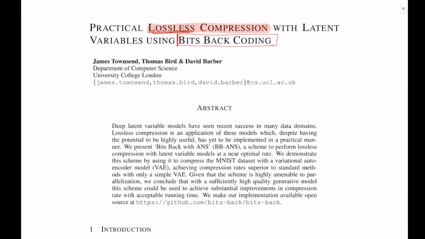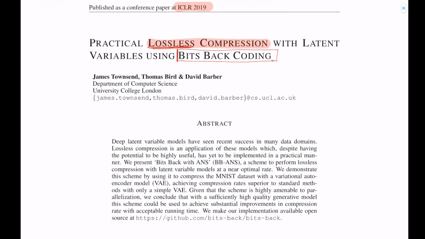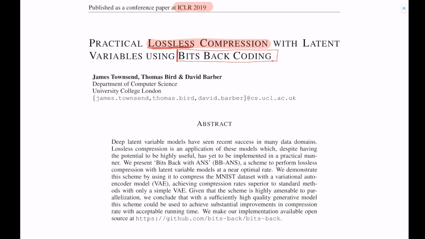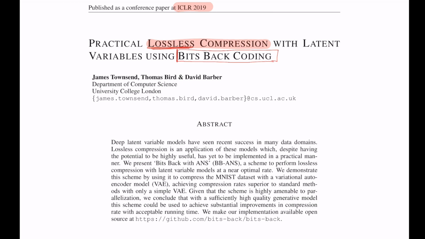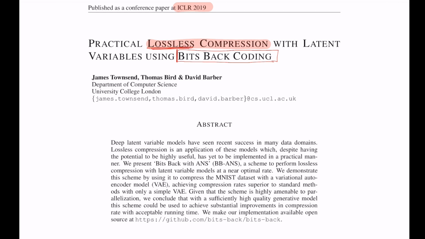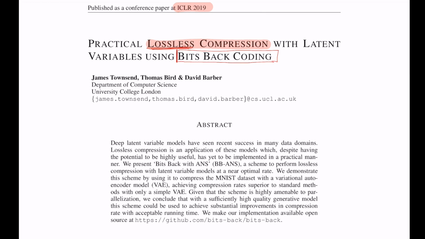So in this paper, they talk about how to losslessly compress data, and we'll do that with some latent variables and with this coding. But what does compression actually mean? So we'll talk about compressing images in themselves. So we are going to have an image and we compress it.